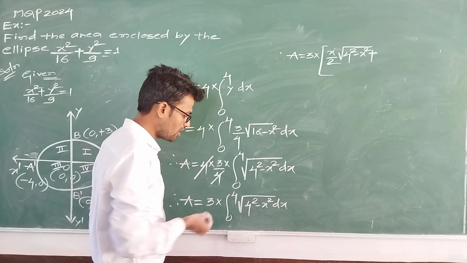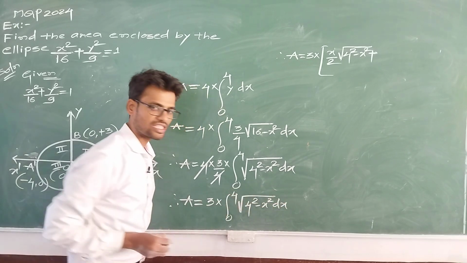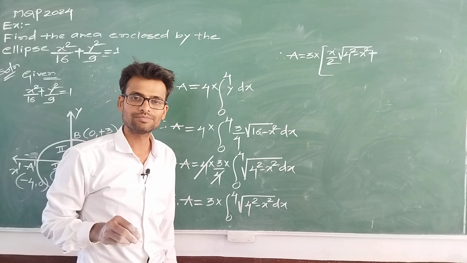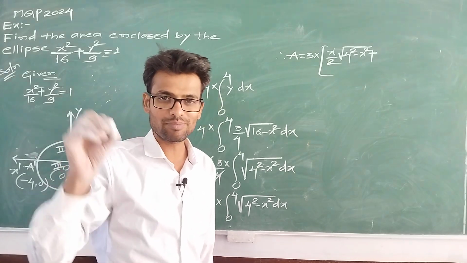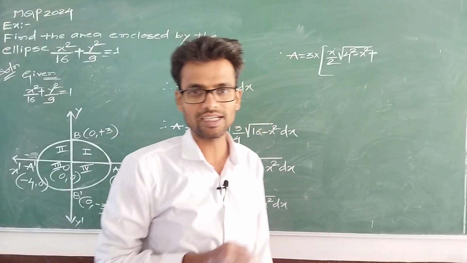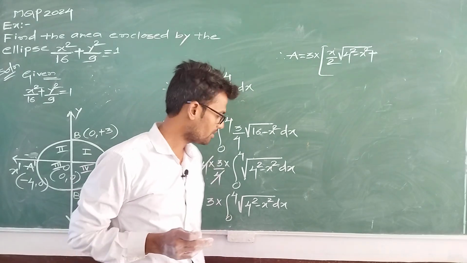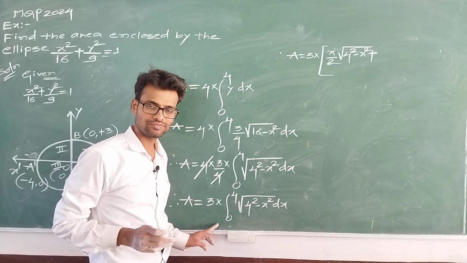And I am applying the formula of integration of square root of a square minus x square into dx, which is equal to x by 2 square root of a square minus x square plus a square by 2 sin inverse of x by a plus c. That formula I am applying here, right? And I removed plus c, because we are having a definite integral.